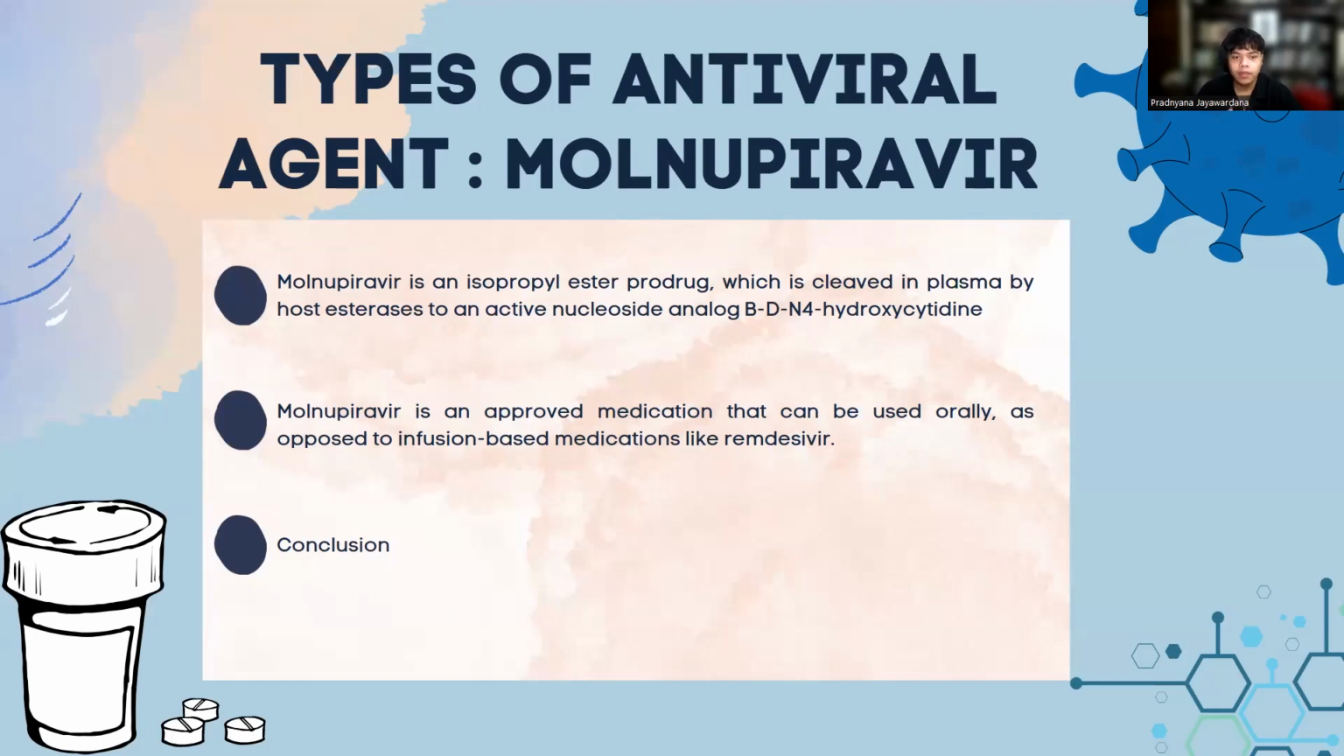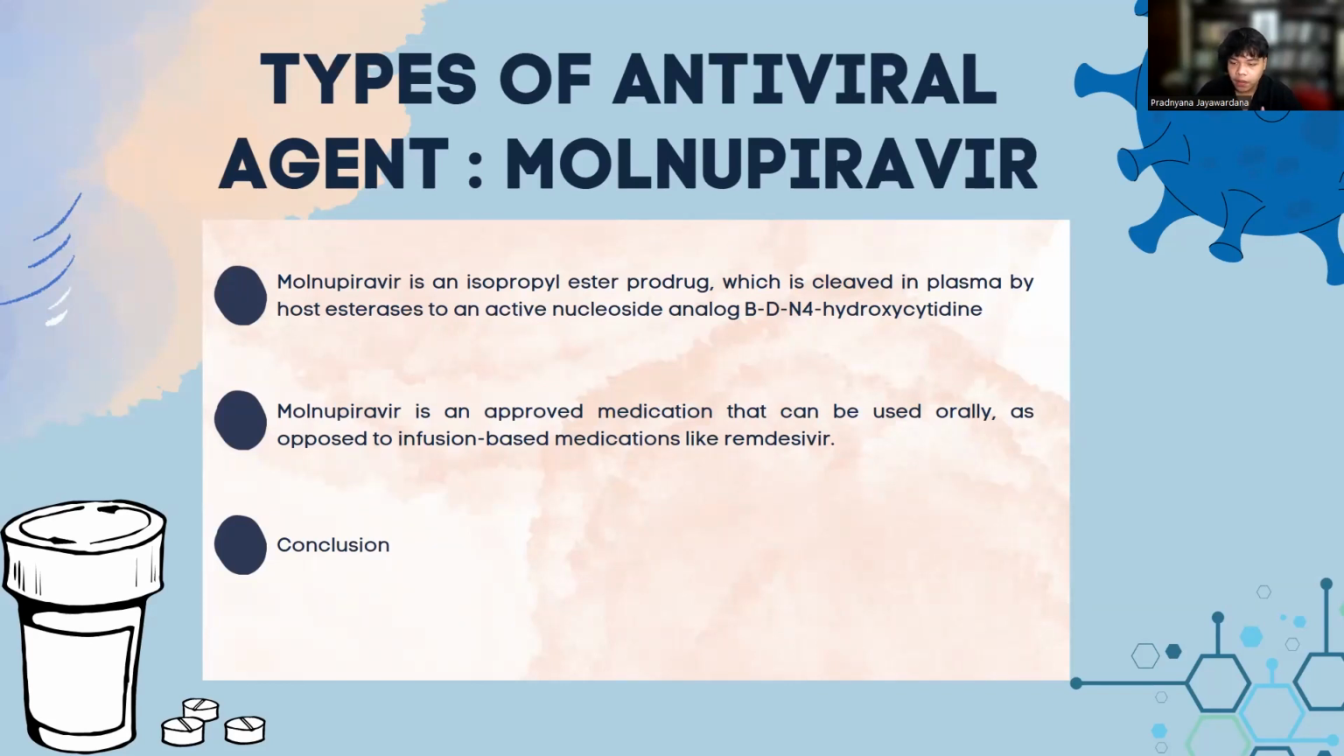Today I will present the type of antiviral agent molnupiravir. Molnupiravir is an isopropyl ester product which is cleaved in plasma by host esterases to an active nucleoside analog, beta-D-N4-hydroxycytidine. SARS-CoV and other viruses can replicate when molnupiravir is used. It decreases SARS-CoV-2 RNA in patients, prevents SARS-CoV-2 transmission in ferrets, and prevents SARS-CoV-2 replication in human lung tissue.